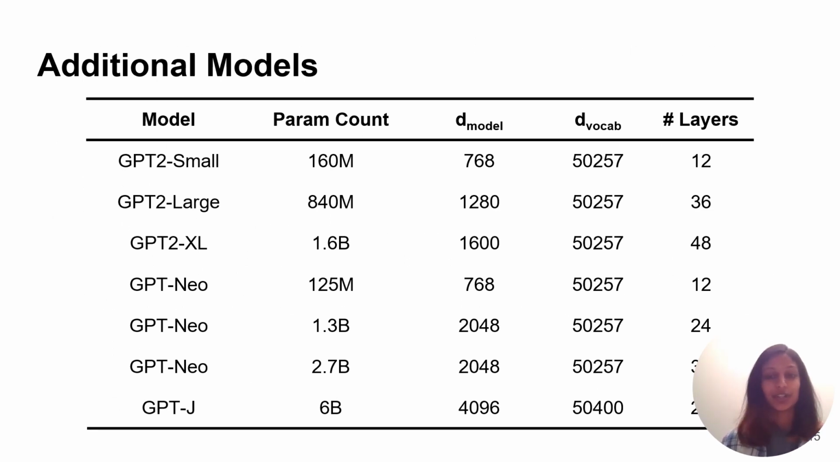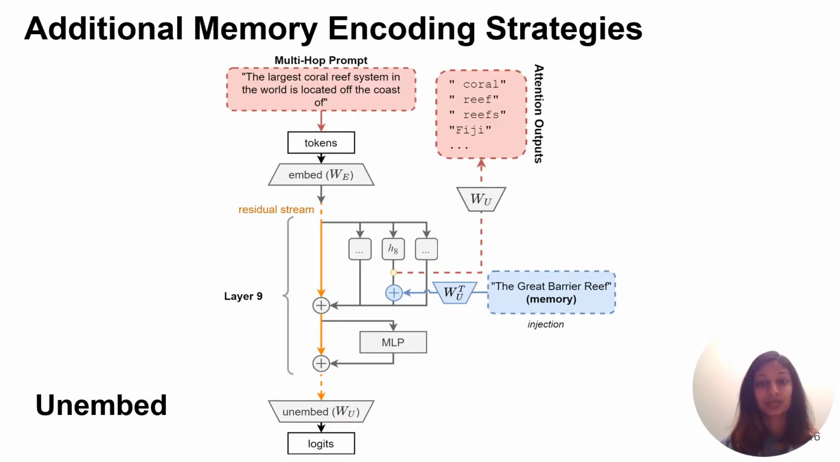We now introduce additional models to our study, so we expand from GPT-2 small and large to include the extra large model. We include the entire suite of GPT-Neo models varying from 125 million parameters to 2.7 billion parameters, and we include GPT-J, which is our largest model in the study at 6 billion parameters. We are also going to now try and develop additional memory encoding strategies.